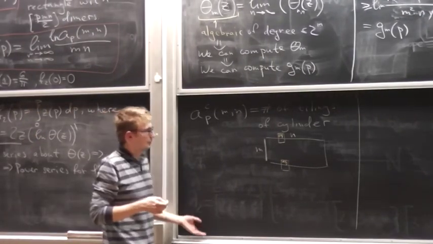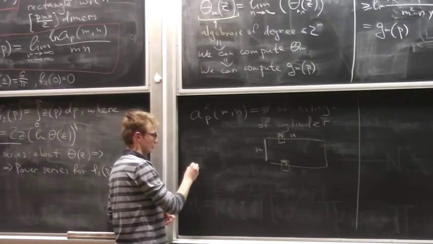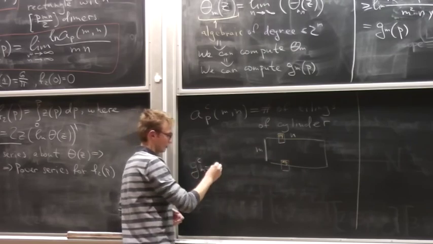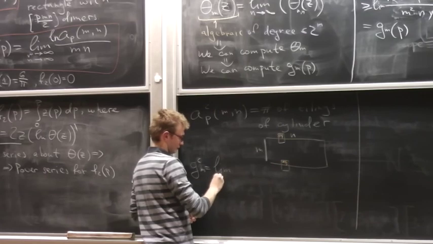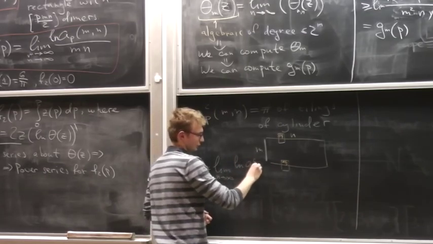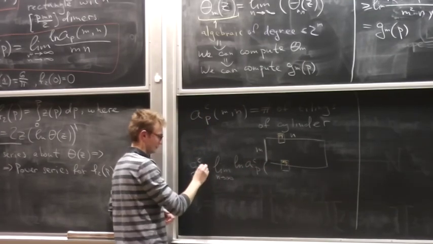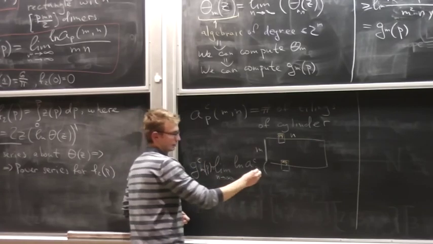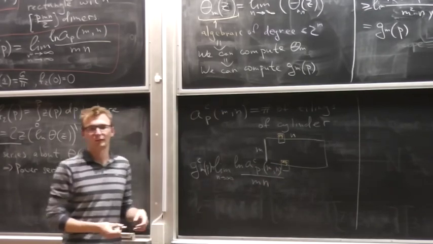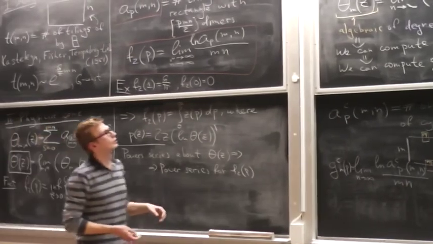And then again I can also consider the limit. This will be G_C of m, of P. The same definition as I had for G there.